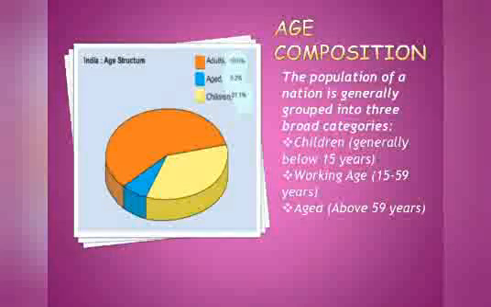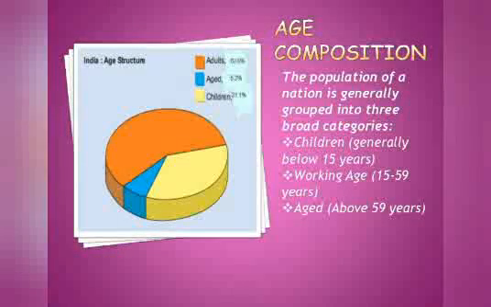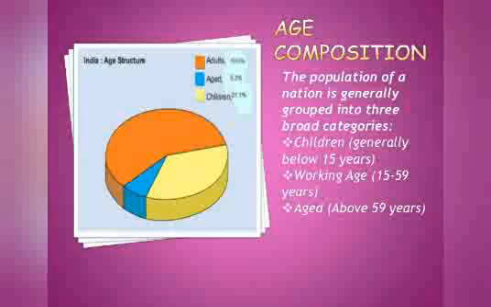Mortality also affects the age composition of population. In general, if the survival rate of only the childhood improves, the proportion of children will tend to rise and that of the older people will tend to fall.